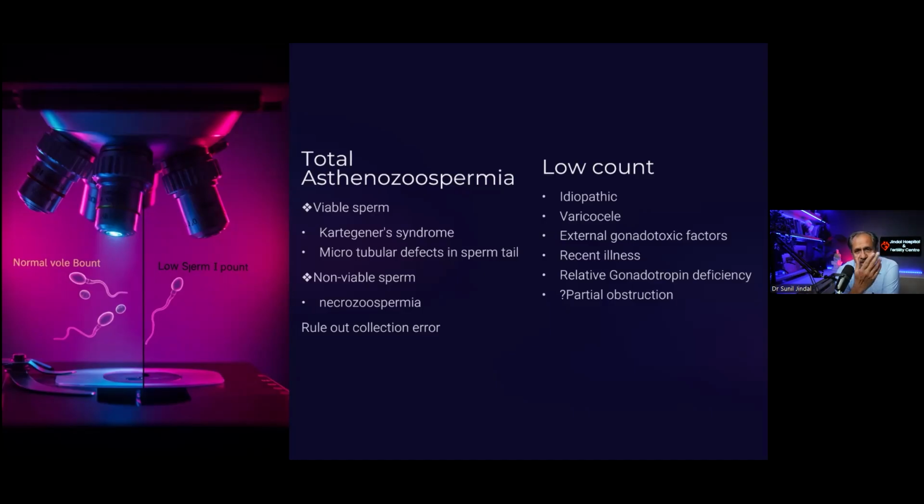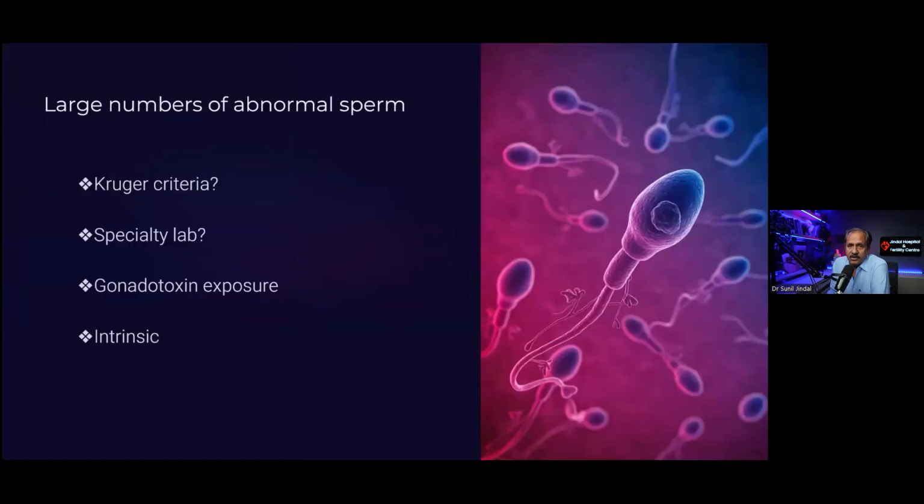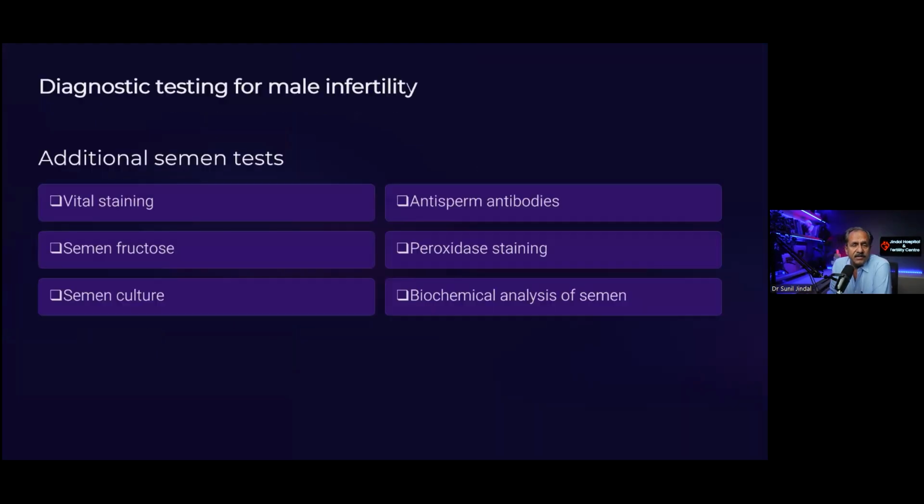Normally, I'll just talk about the examination. You would examine them thoroughly. So once you examine them thoroughly, then the question of you missing out something doesn't arise. But a few investigations are needed as per the semen report. Now, supposing you have a very large number of abnormal sperms, you'll check whether this has been checked by Kruger's criteria. You need a good lab to do this work. You've got to see if there is gonadotoxin exposure or it is intrinsic.